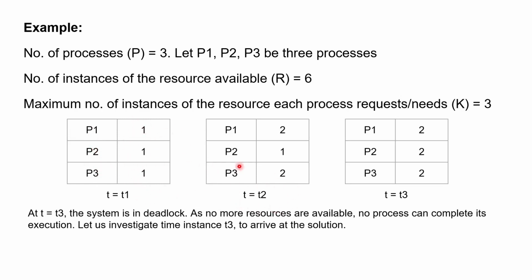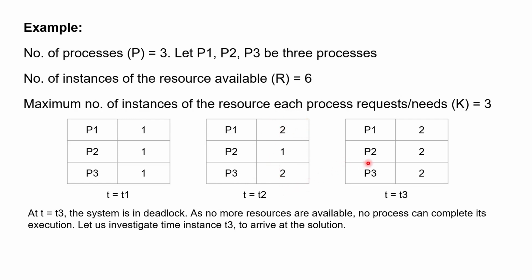Now at time instance t2, let's assume that p1 and p3 request another unit of resource r. At time instance t2, there were 3 resources still left with the system. So this request can be granted. So p1 and p3 get another unit of resource r. Now after time instance t2, p1 has 2 units of resource r, p2 has 1 unit of resource r, and p3 has 2 units of resource r. So we are still left with 1 unit of resource r which is unassigned to any process.